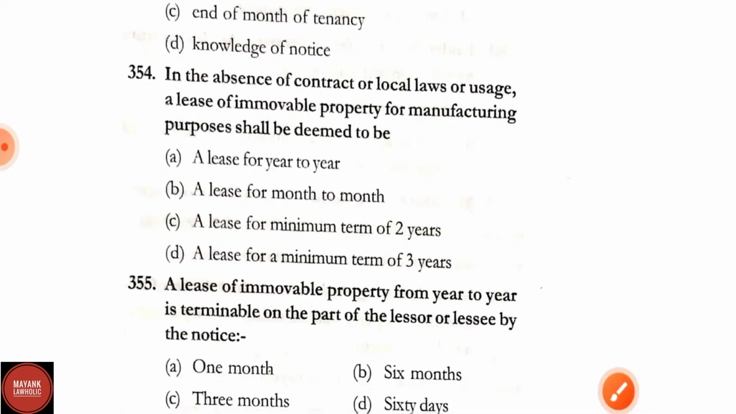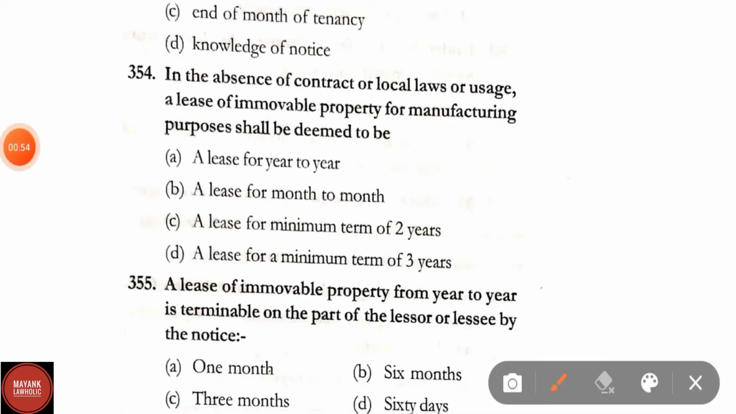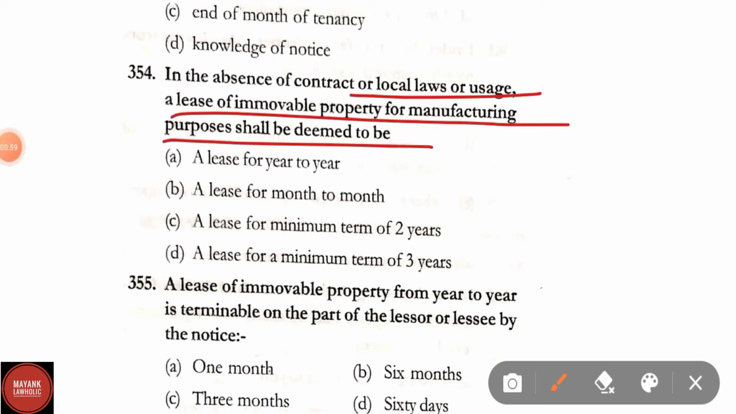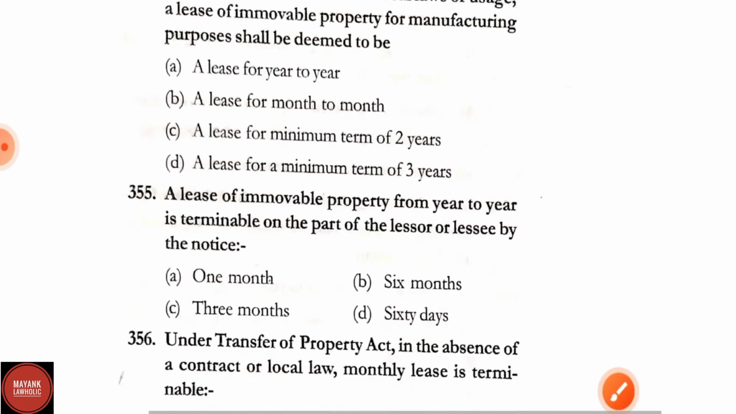Question number 354. In the absence of a contract or local law or usage, a lease of immovable property for manufacturing purposes shall be deemed to be: option A, a lease for year to year; option B, a lease for month to month; option C, a lease for a minimum term of 2 years; and option D, a lease for a minimum term of 3 years. Here the correct answer is option A, that is, a lease from year to year.